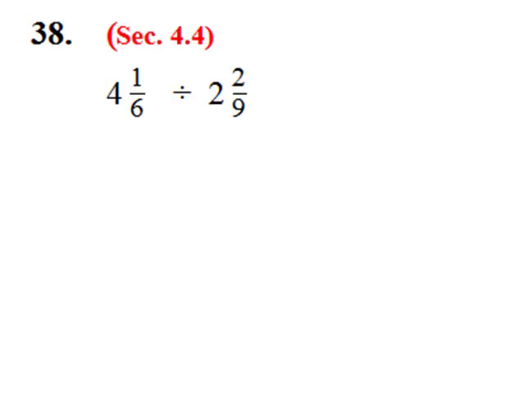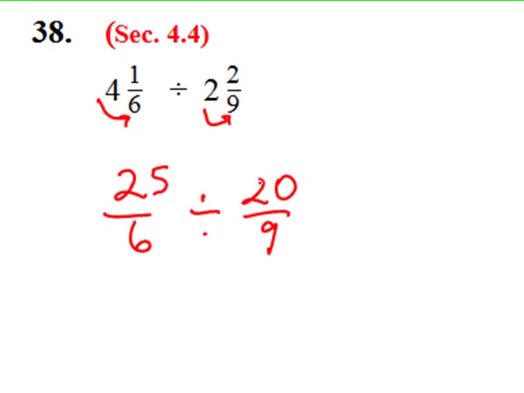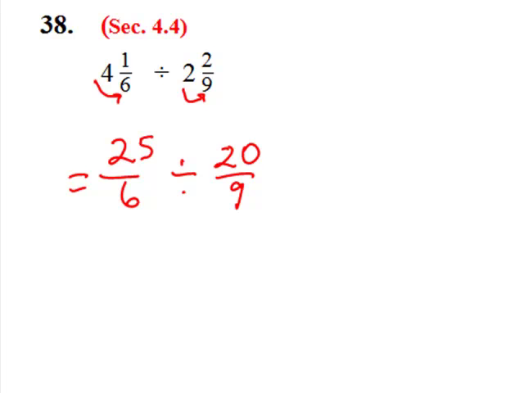For number 38, we're asked to divide mixed numbers, but before we can, we must rewrite each as an improper fraction. And so it's the technique of multiplying. 4 times 6 is 24, plus the 1 is 25. This becomes 25/6. Divided by 2 times the 9 is 18, plus 2 is 20/9. As before, we must write this as 25/6 times 9/20. Write it as multiplying the reciprocal.